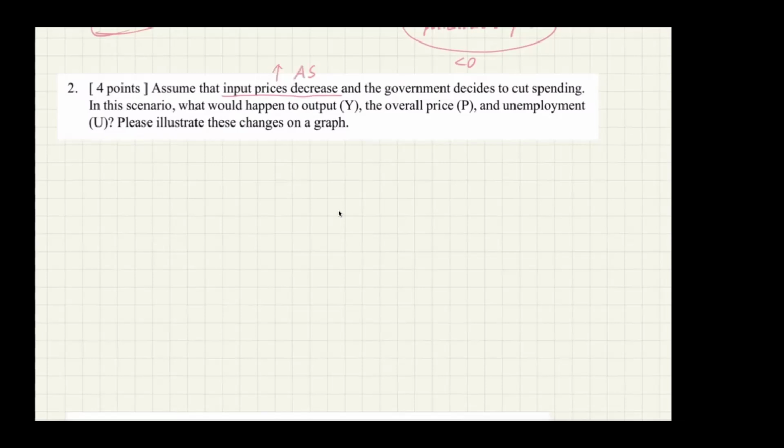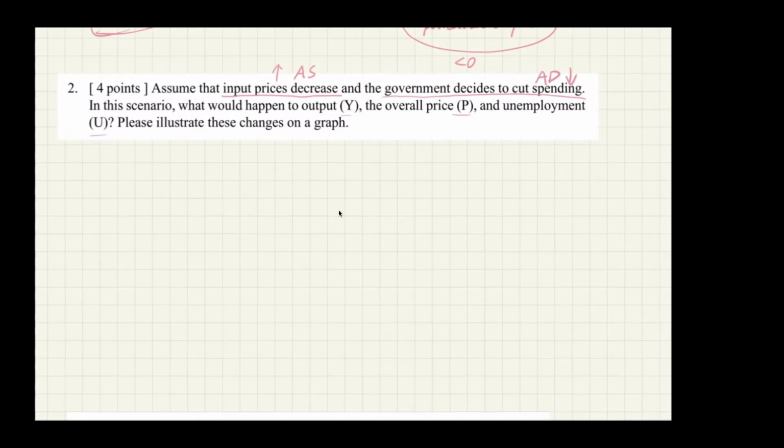Okay, and then the government decides to cut spending. As you know, G is an important part of the aggregate demand, right? So if the government decides to cut spending, aggregate demand would definitely decrease, if only the government decides to cut spending. Okay, now let's look at the question. In this scenario, what would happen to output, the overall price, and the unemployment rate? And you should illustrate these changes on a graph.